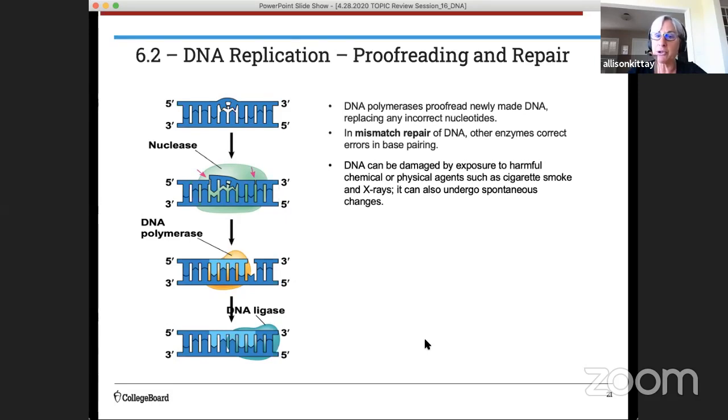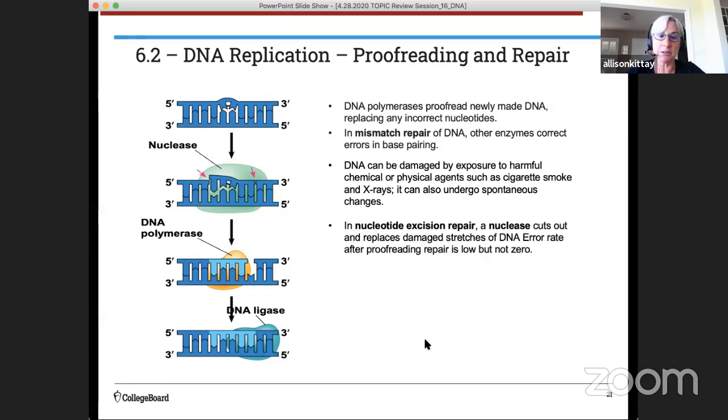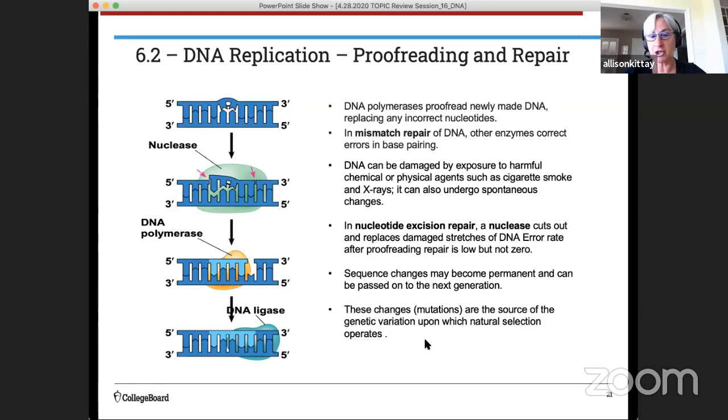DNA can be damaged by exposure to harmful chemical or physical agents, such as cigarette smoke or X-rays. These are environmental, physical or chemical agents, and DNA can also undergo spontaneous changes or mutations. In nucleotide excision repair, a nuclease will cut out and replace the damaged stretches of DNA. The error rate after proofreading and repair is low, but it doesn't go to zero. So the DNA likely will have some changes in its nucleotide sequence. The sequence change may become permanent and can be passed on to the next generation. But these changes, these mutations, are the source of the genetic variation upon which natural selection operates. So they're actually quite important.